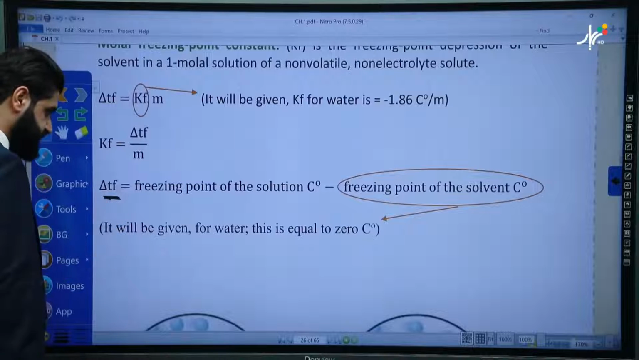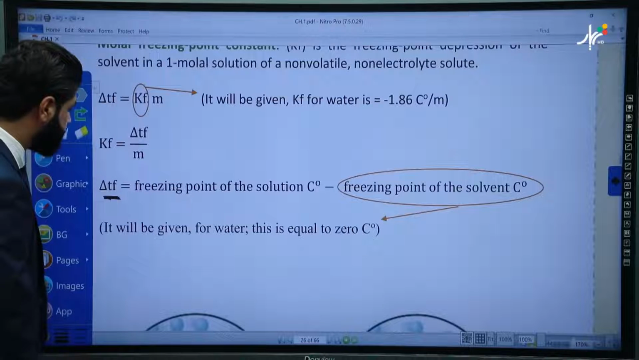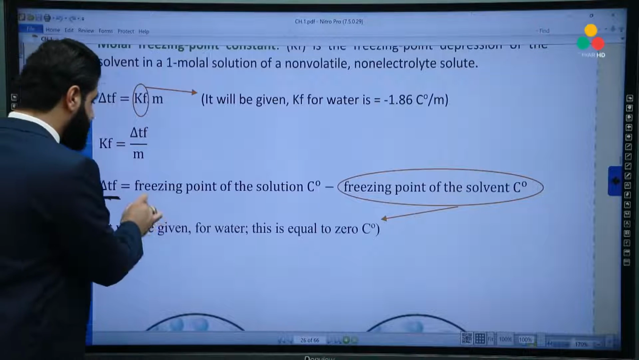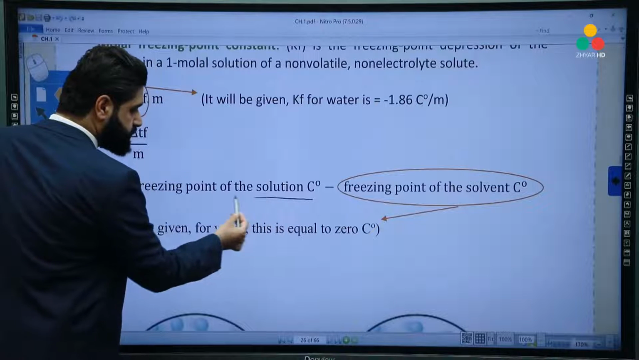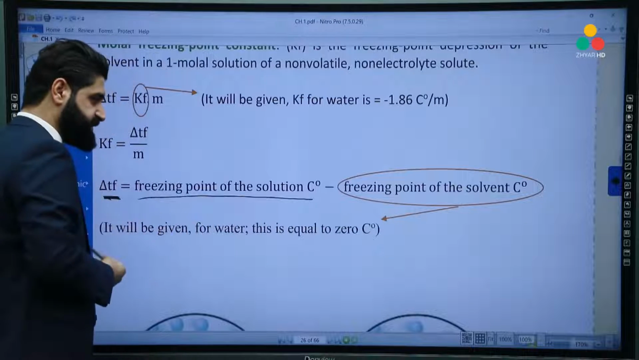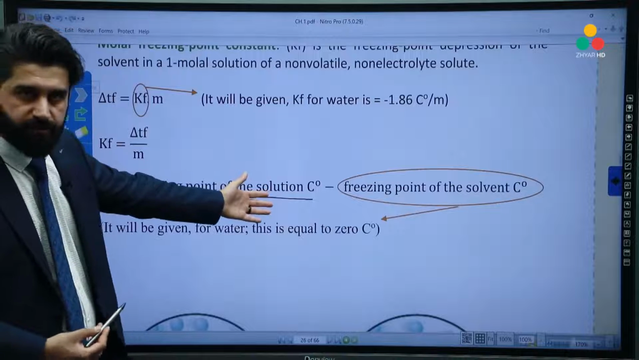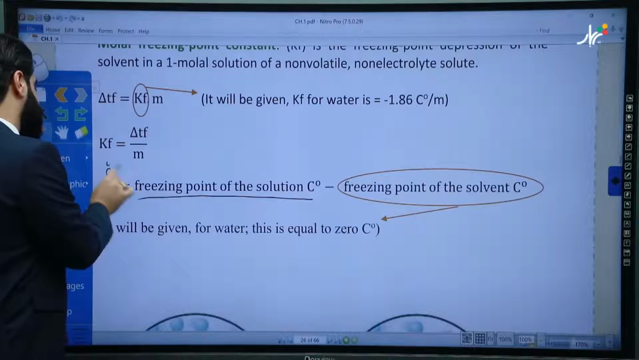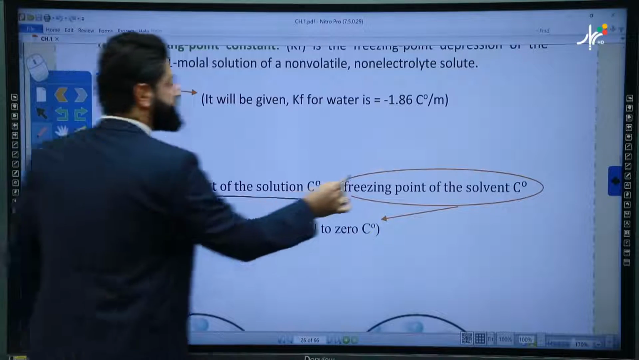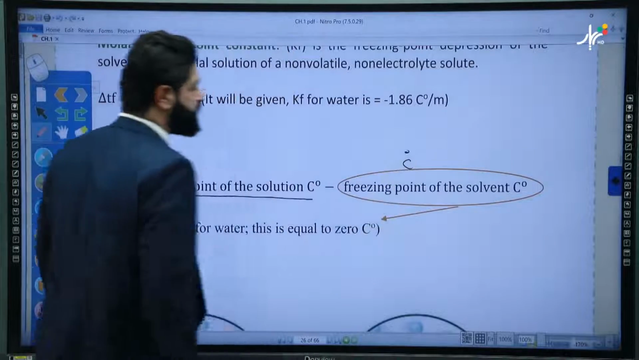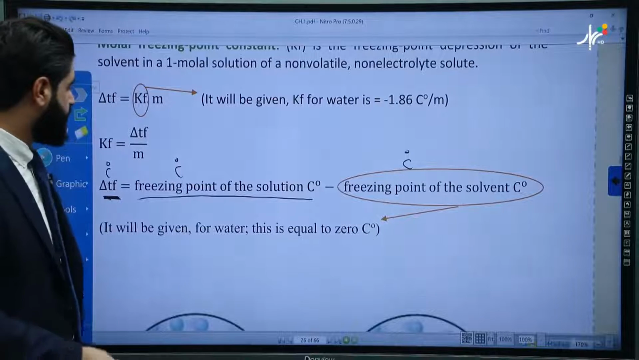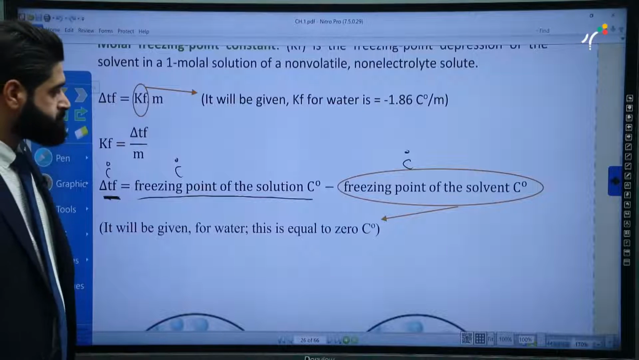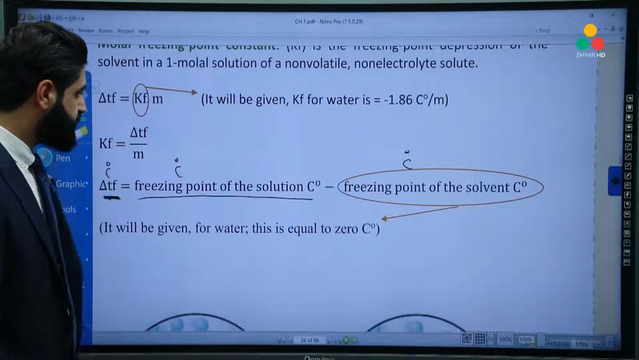The following equations. Let's see. Delta TF equals the freezing point of a solution. The freezing point of the solution is in Celsius degrees. So these are the units of each member of this equation.